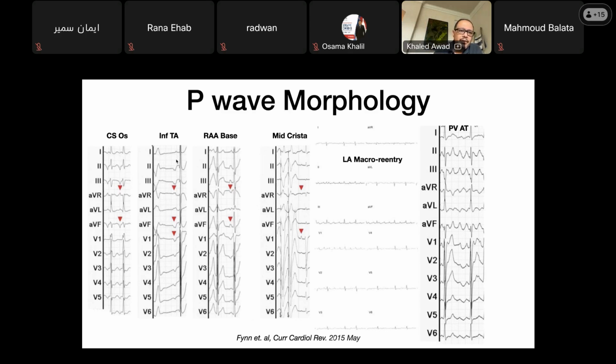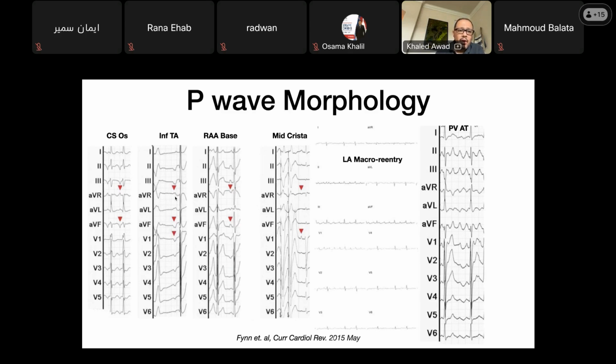Inferior tricuspid annulus is going to give you something that is similar, but look at V1, okay? So when you get to the tricuspid annulus, you're more anterior to the coronary sinus. And because you're more anterior to the coronary sinus, you become more negative in all the precordial leads, all of them, including V1 now. Subtle differences, very important, okay?